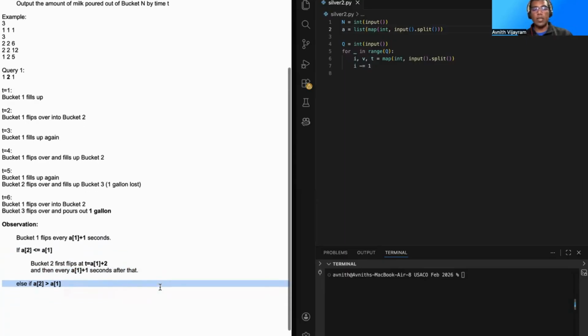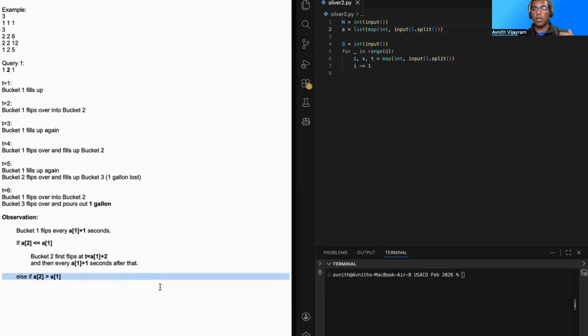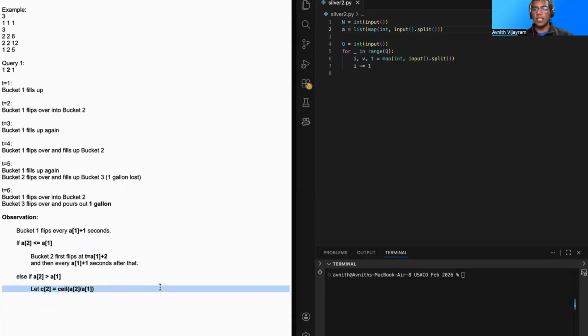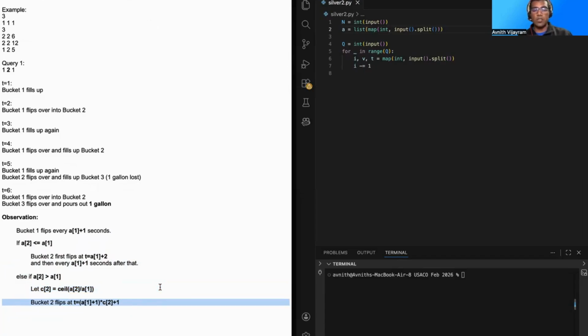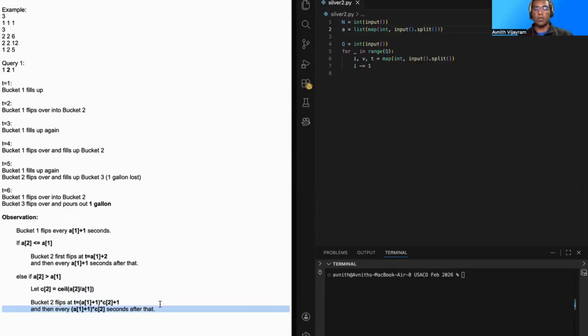And the other case is when A2 is greater than A1. So it will take more than one flip of bucket 1 to fill up bucket 2. And we can actually define C as the number of flips of bucket 1 that are needed to fill up bucket 2 to capacity. And then based on this value C, we can determine the first time bucket 2 flips is at (A1 plus 1) times C plus 1, because we need to flip it C times and then plus 1 for the second in which it's flipping. And then after that, the period is going to be (A1 plus 1) times C. So every (A1 plus 1) times C seconds after that, bucket 2 will flip.